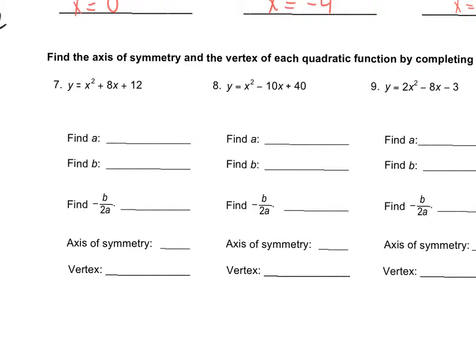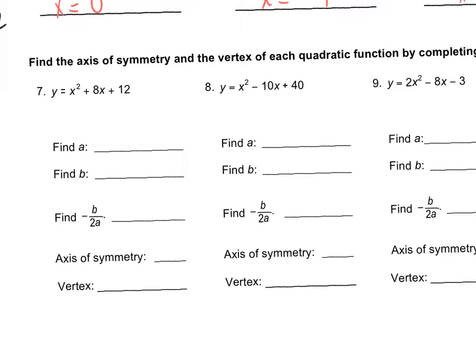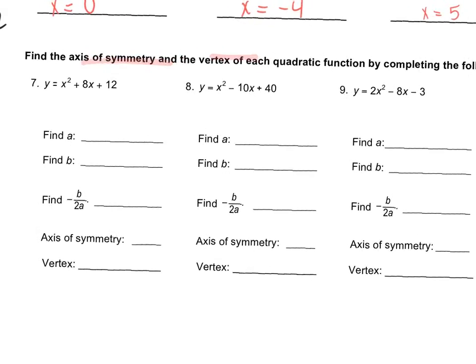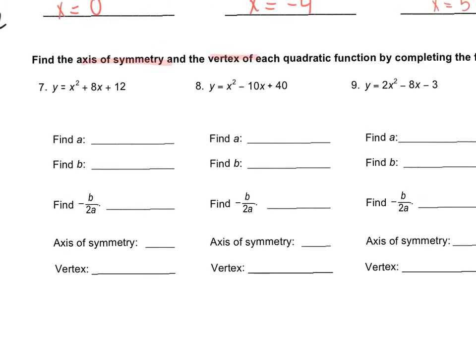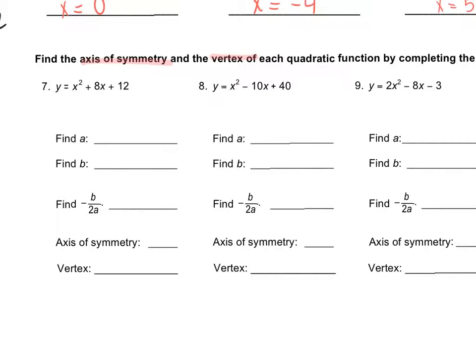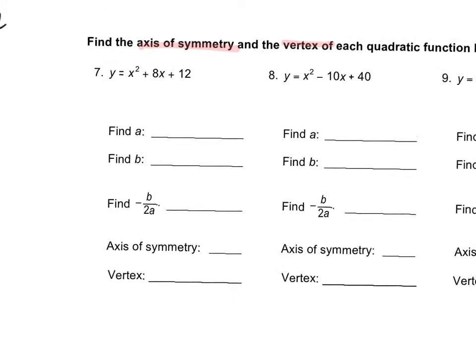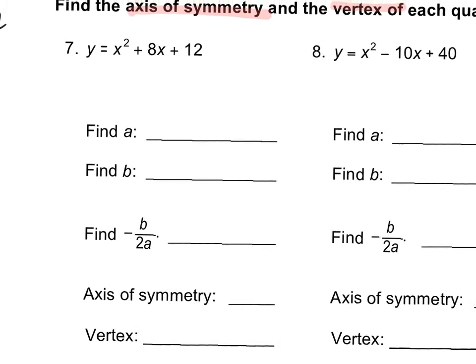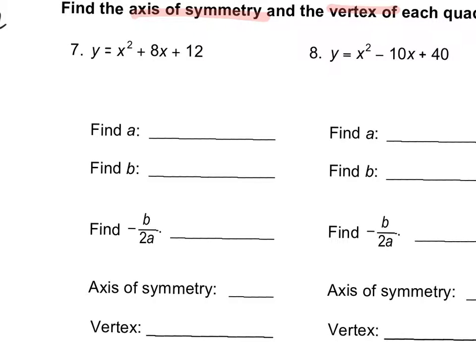If we look at number 7, it's asking me for the axis of symmetry and the vertex. They're giving me a guided tour of what I need, basically. They're telling me to find all of these things step by step. So if I was asked to find the axis of symmetry and was not given this step by step, then I know that the axis of symmetry is x equals -b over 2a. This worksheet is just trying to guide you step by step.